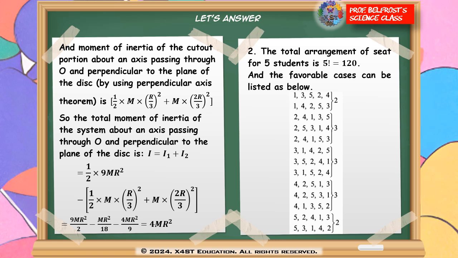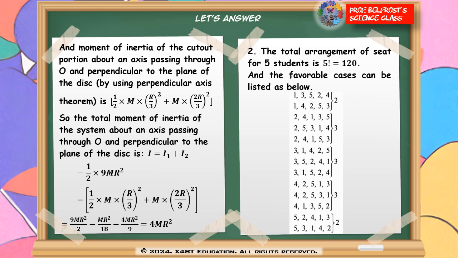So the total moment of inertia of the system about an axis passing through O and perpendicular to the plane of the disk is I equals I1 plus I2, and it gives us that I is half times 9m r squared minus, why minus? Because this is the cut-off portion, minus the sum of half times m times (r over 3) squared plus m times (2r over 3) squared, and it gives us 4m r squared. So this is the moment of inertia of the system with the cut-off portion.